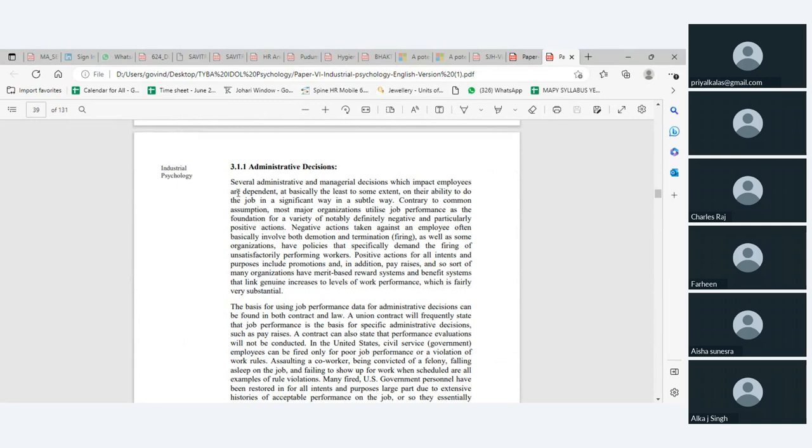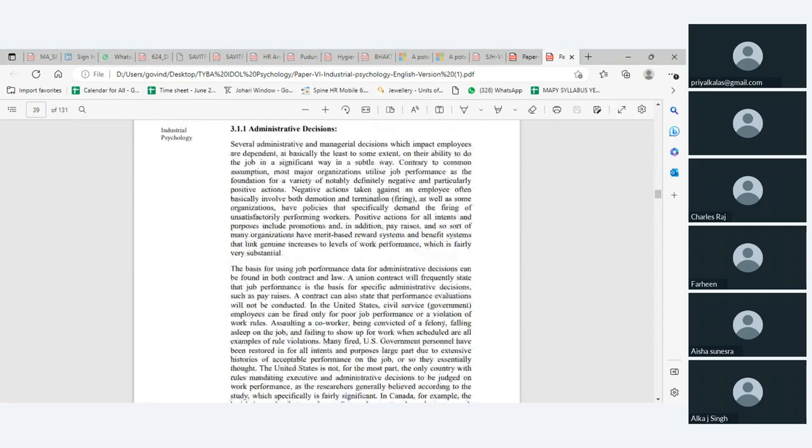If you see here, several administrative and managerial decisions which impact employees depend, at least to some extent, on their ability to do the job. Contrary to common assumptions, most major organizations utilize job performance as the foundation for a variety of negative and positive actions. Negative actions are like demotion, termination, etc., which I already told you. Some organizations also have policies that specifically demand the firing of unsatisfactory performing workers.